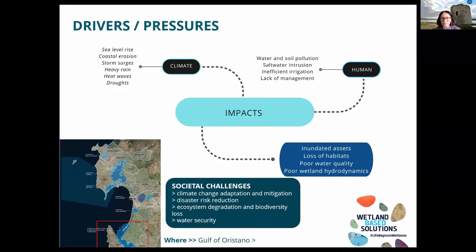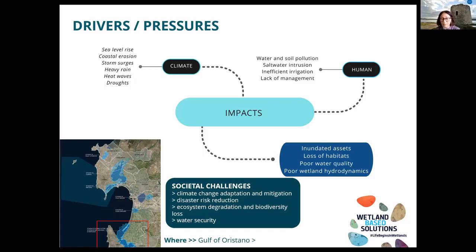Climate impact refers to sea level rise, coastal erosion, storm surges, heat waves, and also excess of precipitation, or lack of precipitation for several months. Human impacts created by the anthropic activities are mainly water and soil pollution, saltwater intrusion, inefficient irrigation, and lack of management. In the Maristanis project, several activities are addressing these issues.